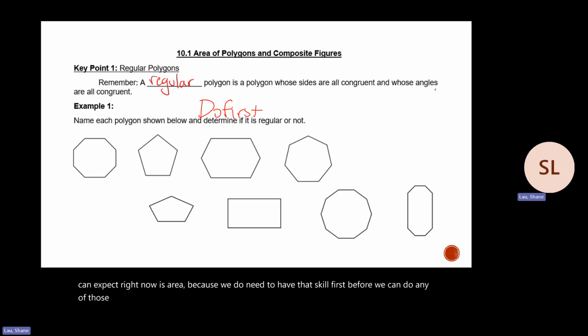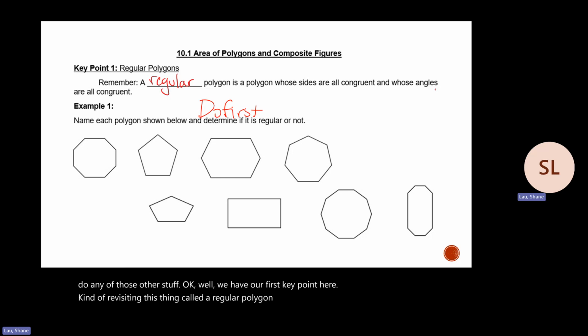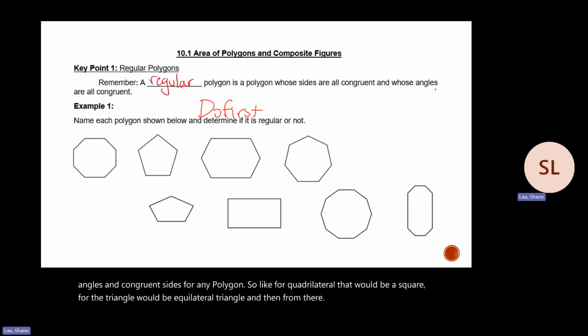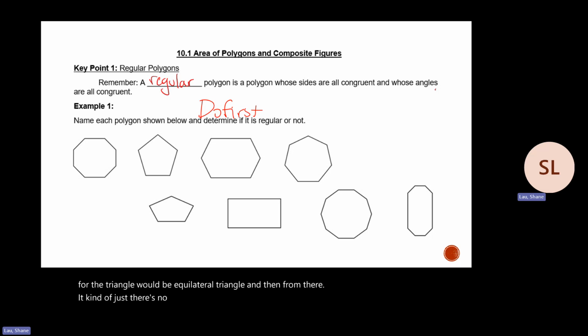Okay. Well, we have our first key point here. Kind of revisiting this thing called a regular polygon. It's whenever we have congruent angles and congruent sides for any polygon. So for a quadrilateral, that would be a square. For the triangle, that would be an equilateral triangle. And then from there, there's no real specific name other than what the shapes are called. It's like pentagon, hexagon, and so on and so forth.